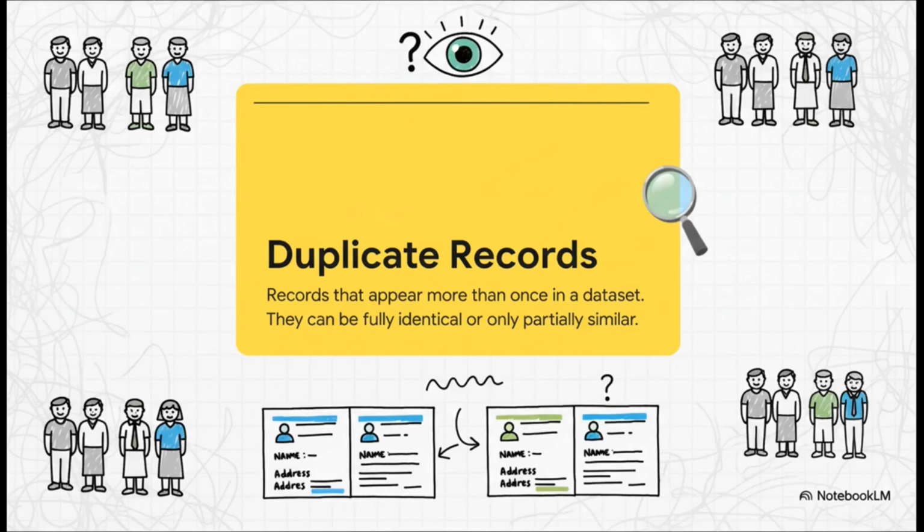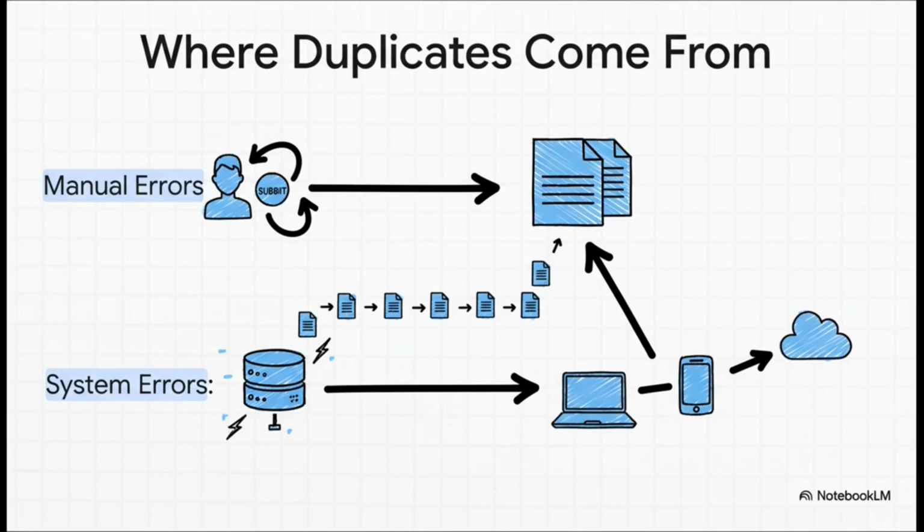The easy ones to find are the exact duplicates, where every single column is identical. But the really tricky ones are what we call partial or fuzzy duplicates. This is where the same person or thing is recorded with small variations, like a misspelled name or a slightly different address. And trust me, these echoes get created all the time in the real world.